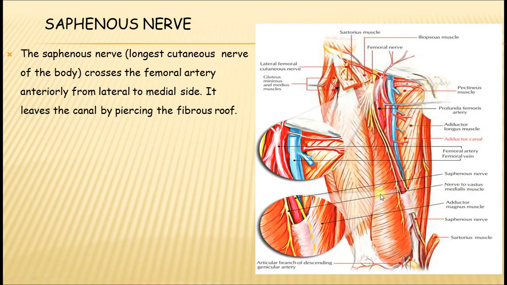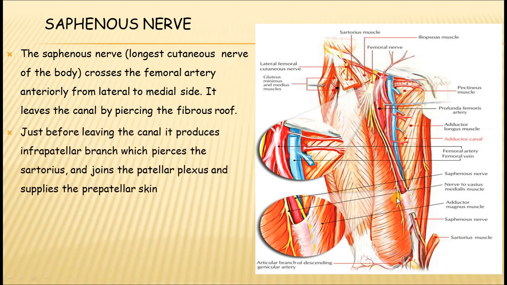Saphenous nerve, you are able to see, is from the posterior division, the largest cutaneous branch. It crosses the artery in the adductor canal from lateral to medial side. So in front of the artery, it is crossed by the saphenous nerve from lateral to medial side. Behind the artery, it is crossed by the femoral vein from the medial to the lateral side. Then it pierces the fibrous roof, and only then does it become cutaneous.